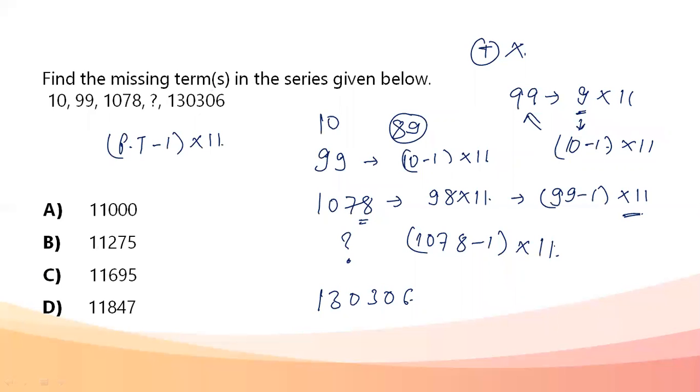If I do this, I'm going to get to some answer. So I have done (1078 minus 1) into 11. When I do this, this becomes 1077 into 11. Unit place obviously has to be 7. Look for the option that has unit place as 7. Okay, looks like D. When I do the multiplication, I get the answer as 11847. Definitely my answer is D.